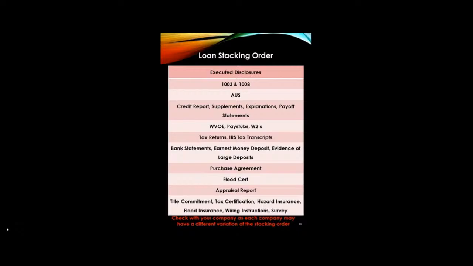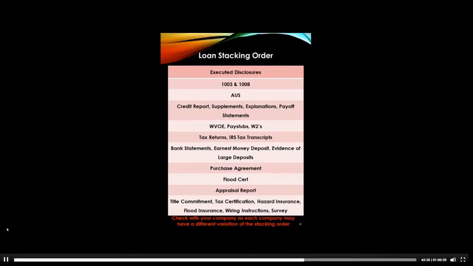So the first thing is executed disclosures and also a 1003 executed. We need that to make sure that the loan is ready to go, that the borrower does want to proceed forward with the loan. And that gives us the thumbs up, the green light to proceed. We also have the 1008. The 1008 gives us our note section. Basically, it's a loan summary of the loan.